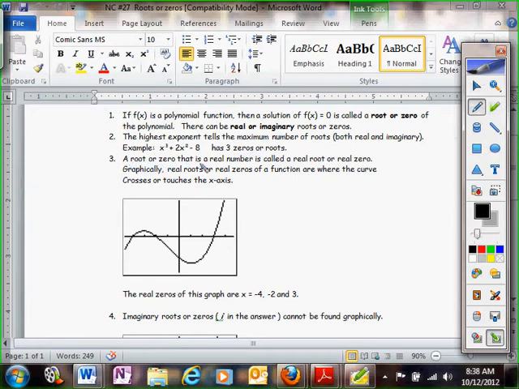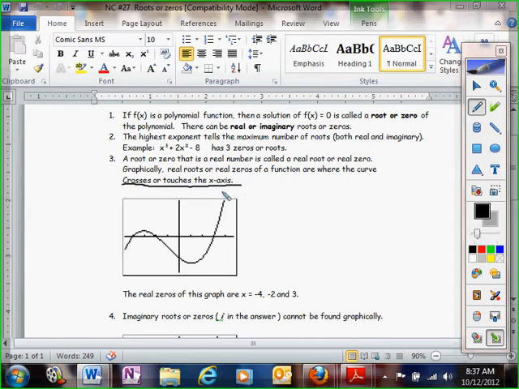A root or a zero that is a real number is called a real root and a real zero. Graphically, real roots or real zeros of the function are where the curve crosses or touches the x-axis. They're also called x-intercepts. So when this function crosses the x-axis here, here, and here, those are the real roots, the zeros, the solutions. Okay? So here these solutions are x equals -4, -2, and +3. So graphically, that's how you would do that.